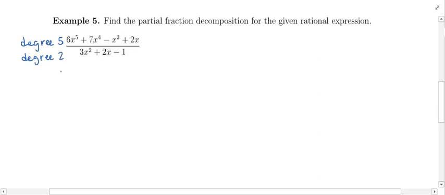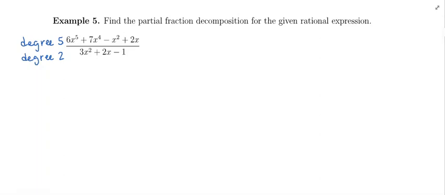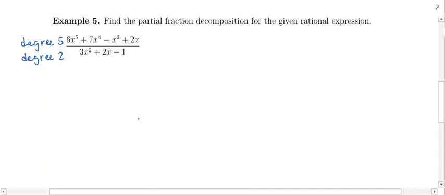So this is a case where the degree of the numerator is bigger than the degree of the denominator. So we can't set up the partial fraction decomposition just yet. We have to start by doing long division. Okay, so I'm going to refresh your memory on how to do this. We're taking this top term, and dividing the bottom term into it.